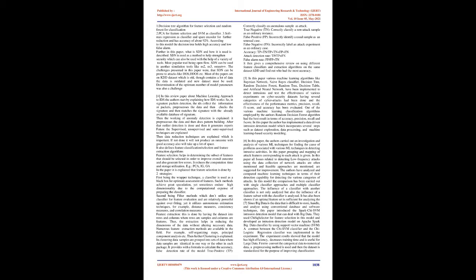4. In this review paper about machine learning approaches to IDS, the authors start by explaining how IDS works. In signature-based detection, the IDS collects the information or packets, pre-processes the data, and then checks the signature and matches it with the already available database of signatures. Then the working of anomaly detection is explained. It pre-processes the data and then does pattern building. After that, outlier detection is done and then it generates reports.